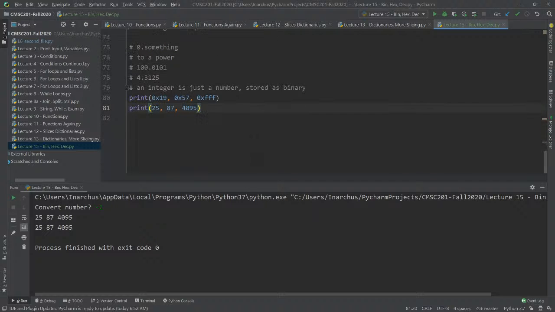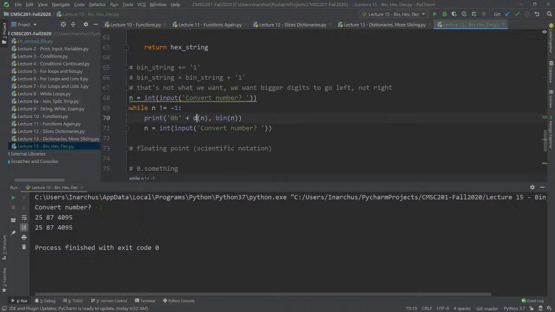So let's see if I've done it right. We're going to print out, let's actually do it this way, decimal to hex, and then we will print out hex of that number. And we don't need this anymore because it's going to print it out for us, so let's do it. Okay, let's convert 57. Well, first let's convert 64. 64 should be what?